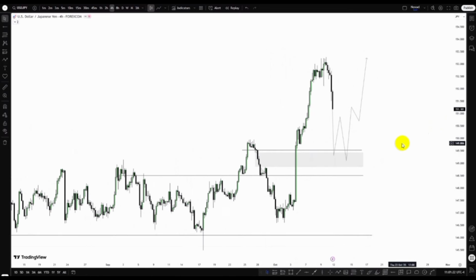So guys, this is all I have to show us in USDJPY, and this is all I have to show us for the coming week.